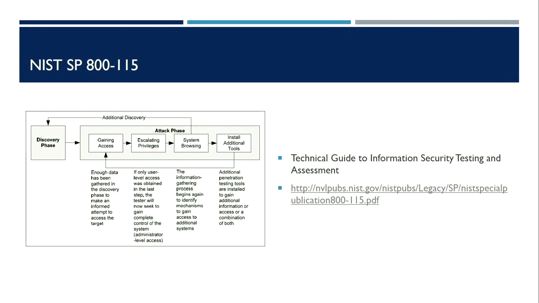I want to footprint the application, understand the inputs, understand the expected outputs. Even just spidering the app to know what URLs would be in scope for testing is all in that discovery phase. In attacking an application, you're trying to gain access. System browsing is part of the footprinting.